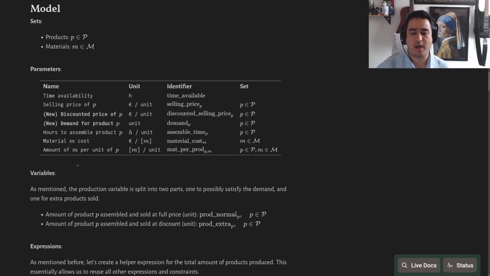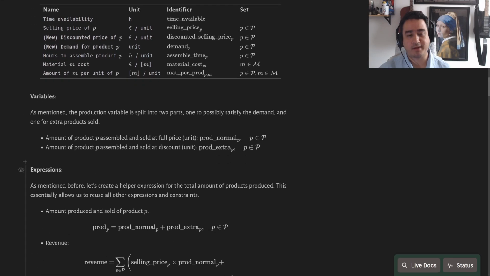The variables have been split into 2, so the prod normal is the production at full price, and the prod extra is the production at a discount. So now we have 2 decision variables. These are 2 vectors of decision variables instead of a single one. It's important to notice that prod is not a variable anymore, and we are going to be creating an expression that says that prod is going to be prod normal plus prod extra. Okay, if you see prod in the code, that's actually prod normal plus prod extra.